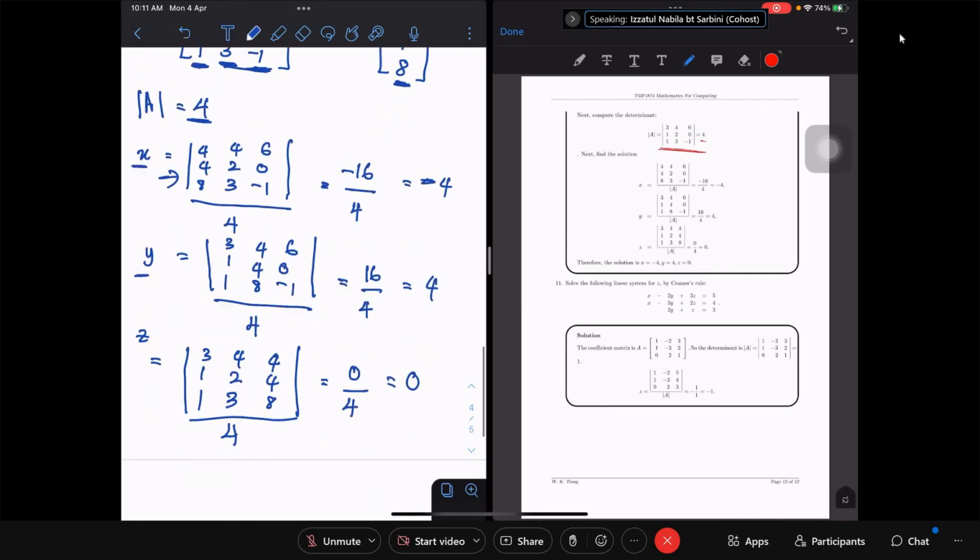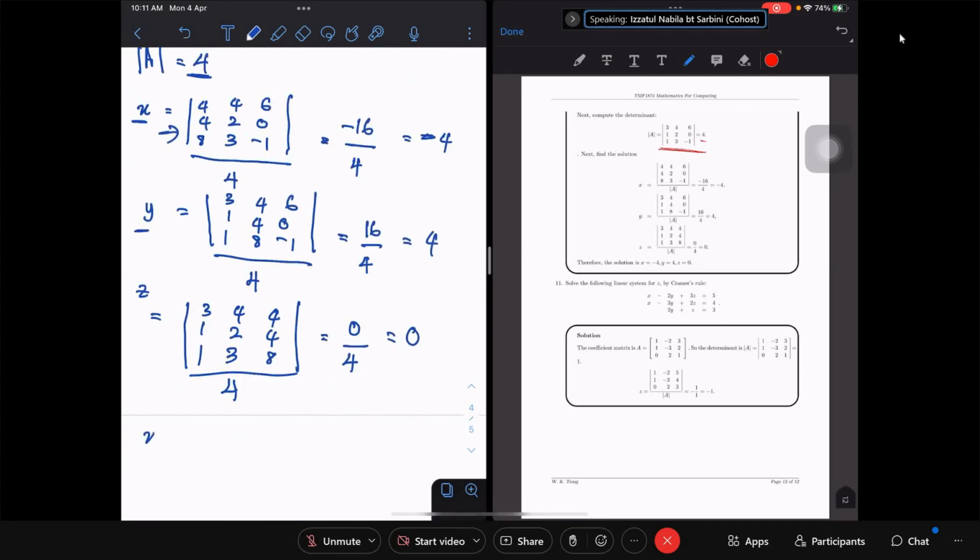So you have your solution. X is equal to -4, Y is equal to 4, and Z is equal to 0. So this is how you use Cramer's rule to solve a linear system.